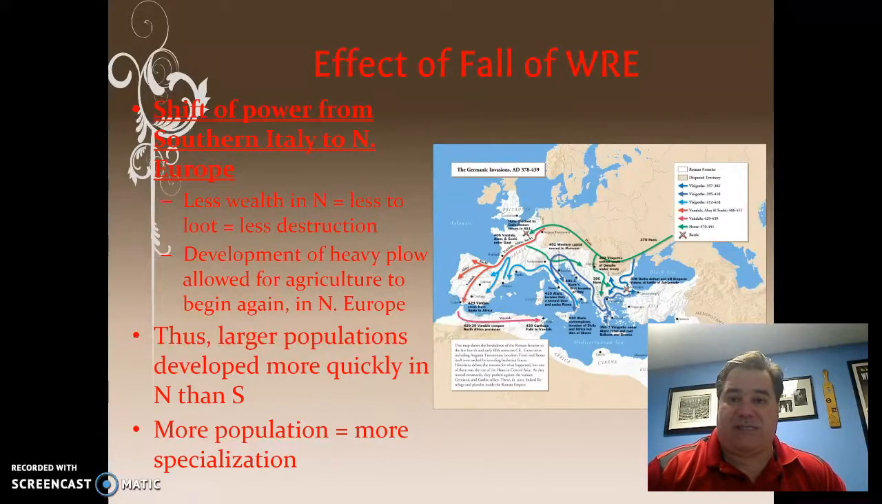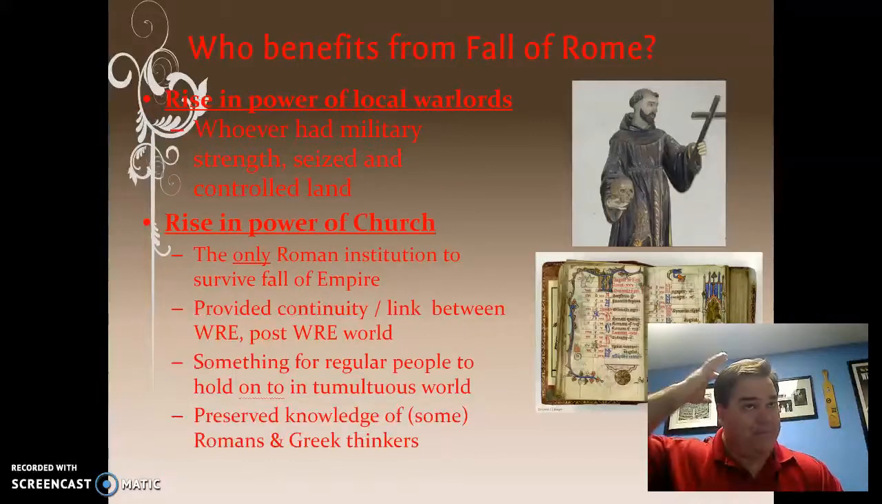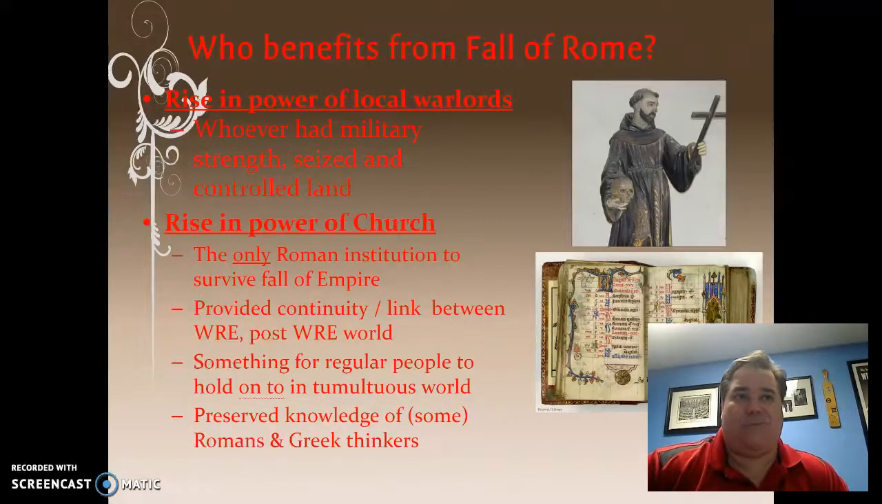Larger populations thus develop faster in the north than they recover in the south. And with more population, once you establish a stable food supply, you can get some worker specialization going again, and you can start developing civilization more readily. So who benefits from the fall of Rome? Well, obviously these incoming local warlords, whether they're ancient Roman patrician families or incoming Germanic war chiefs, or some mix of the both, whoever had the military strength seized and controlled lands.